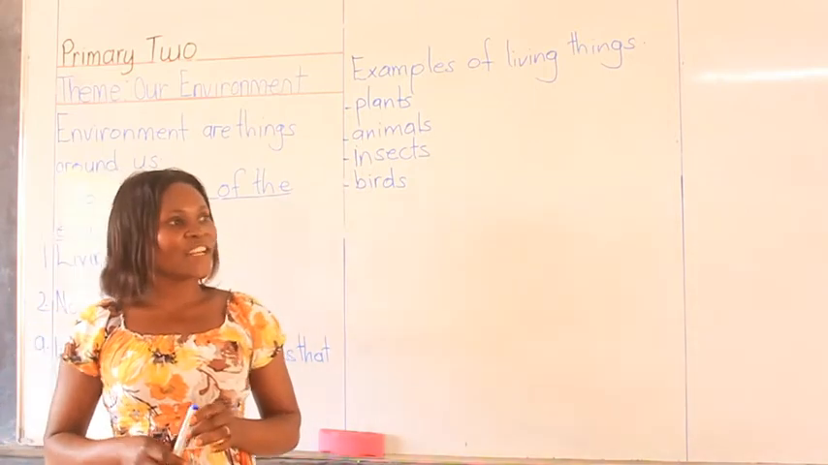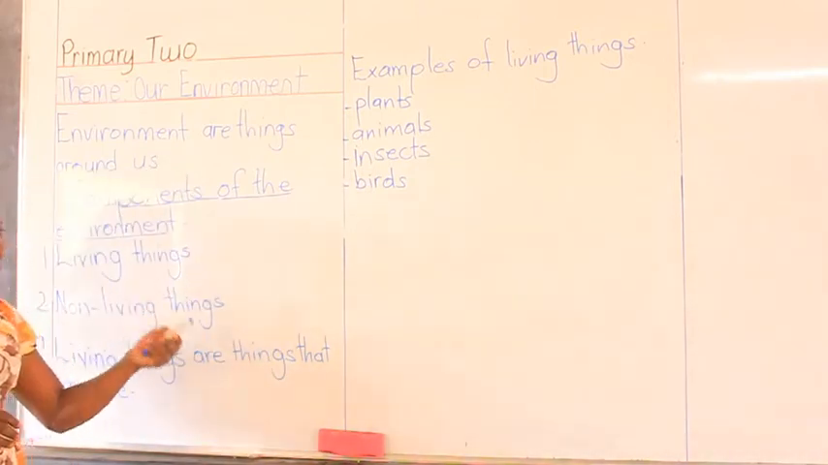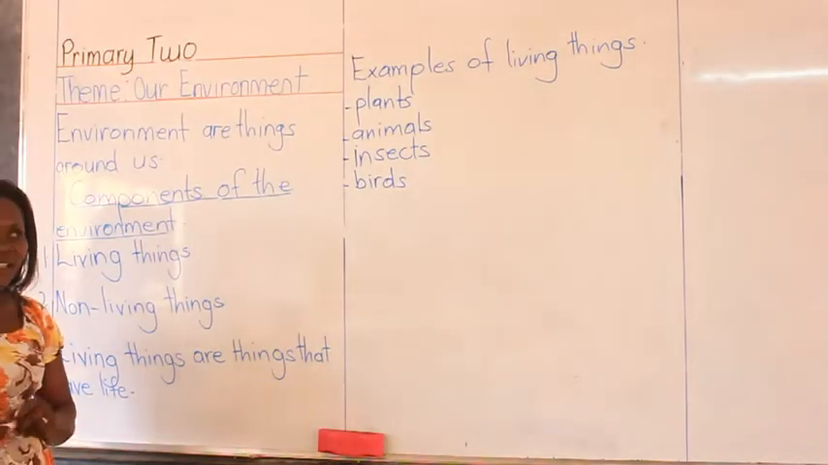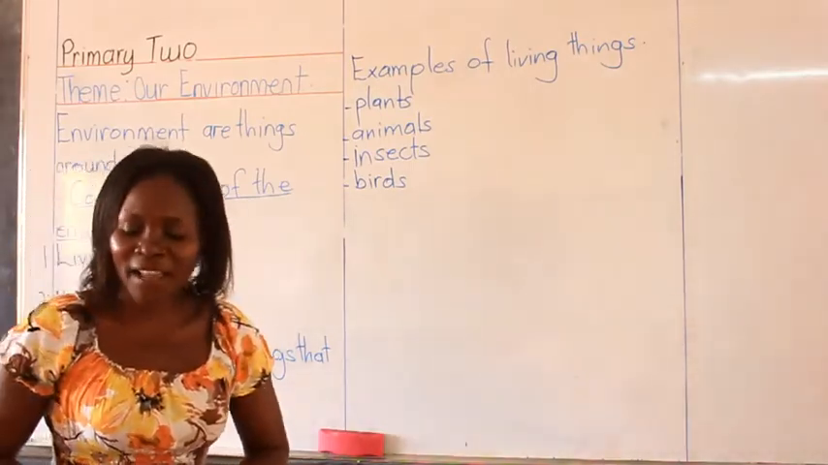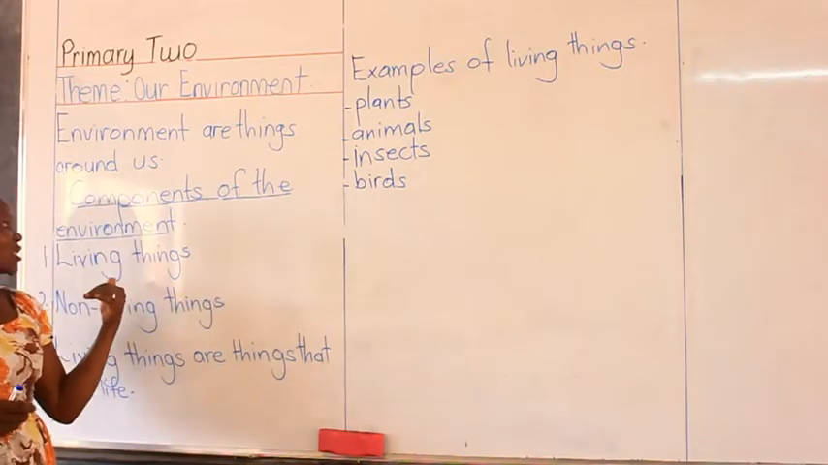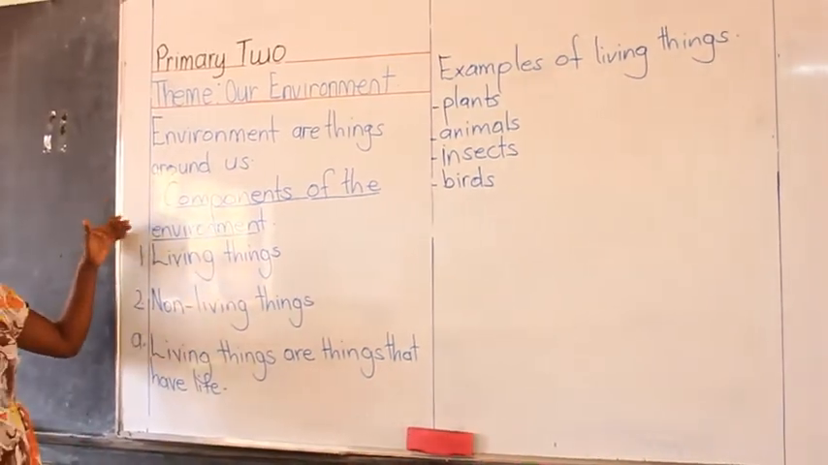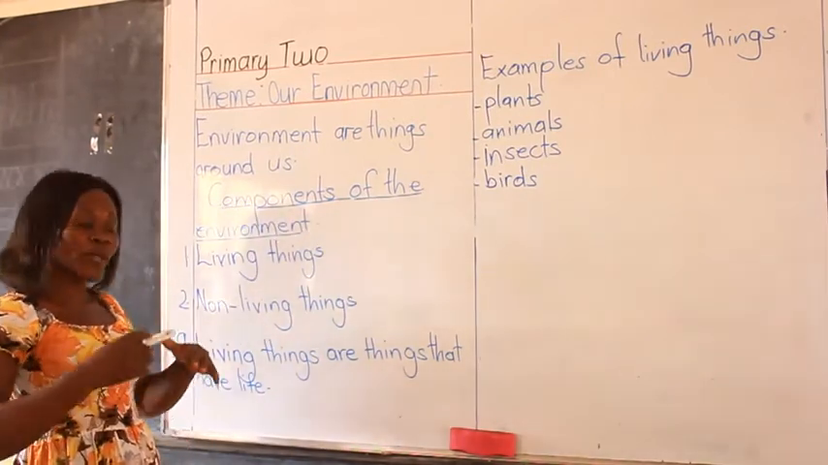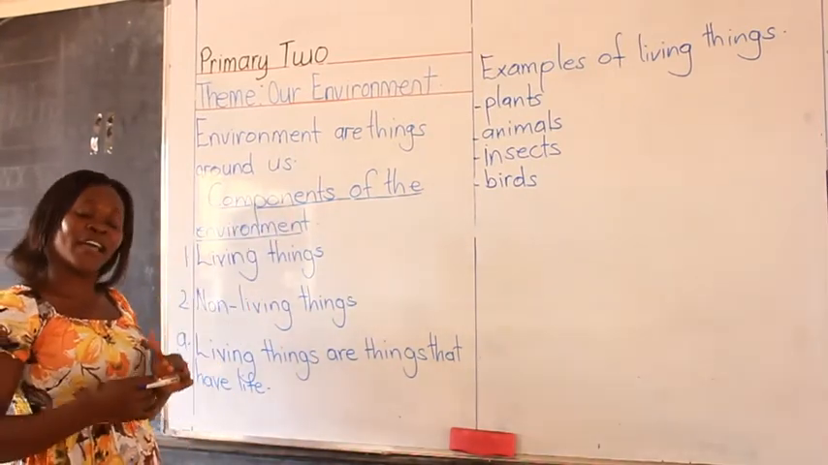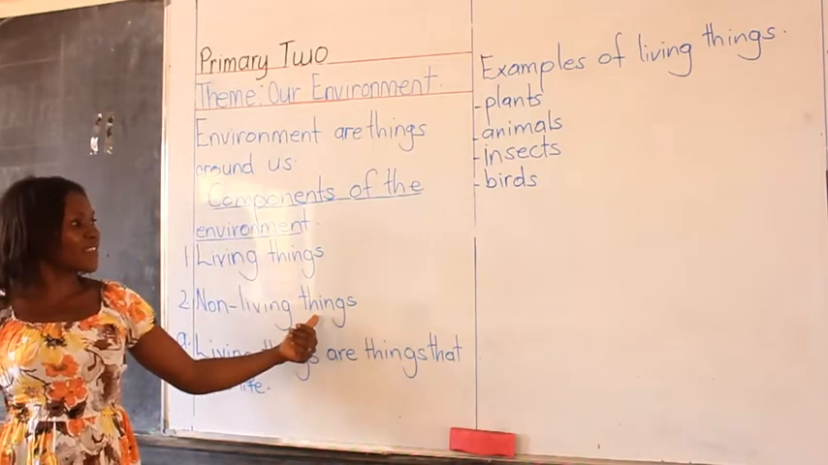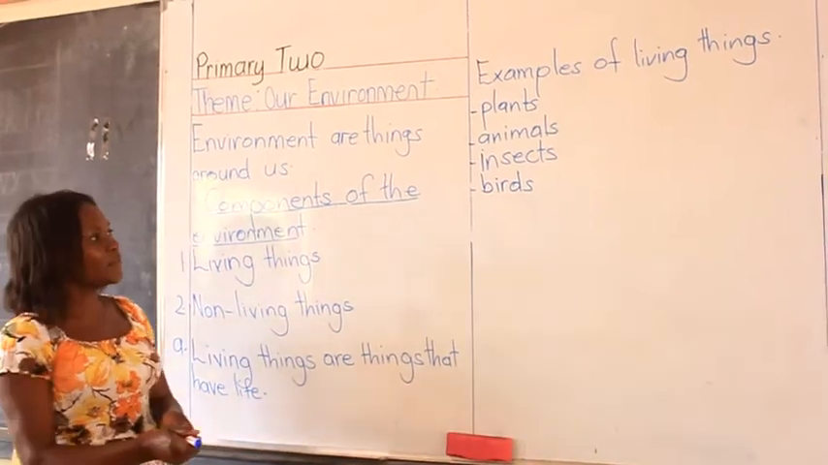So let's go back and define what living things are. Living things are things that have life. Thanks a lot. Now let us look at the second component of our environment. Remember we said we have two components of things within our environment. So we have non-living things. Now let us look at non-living things.